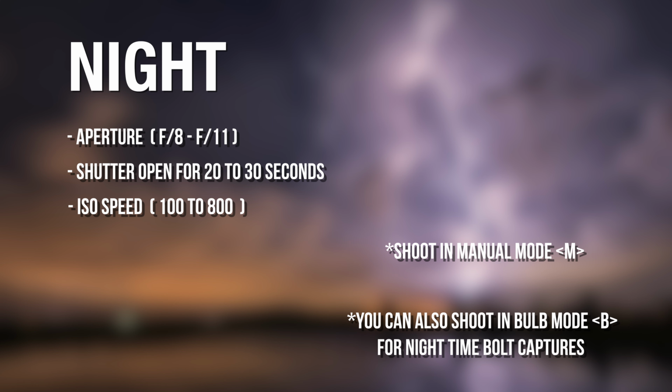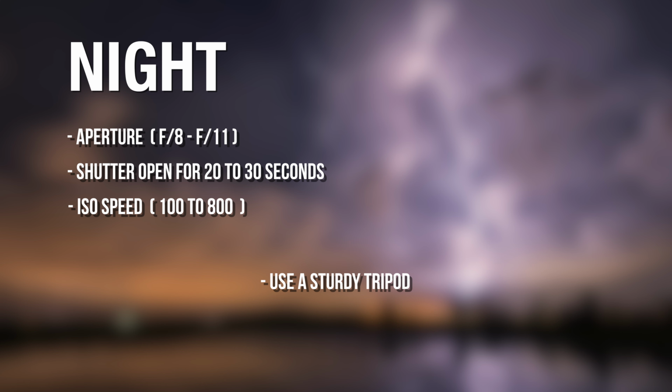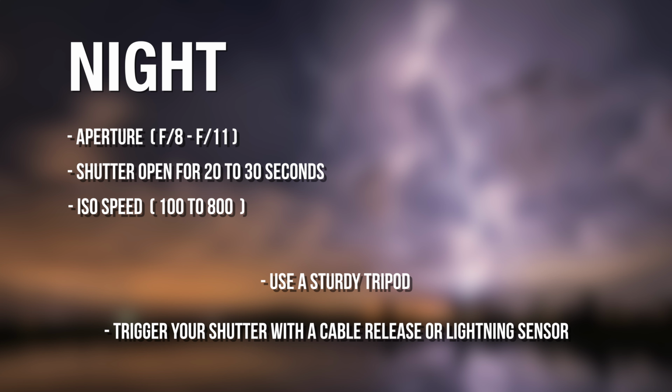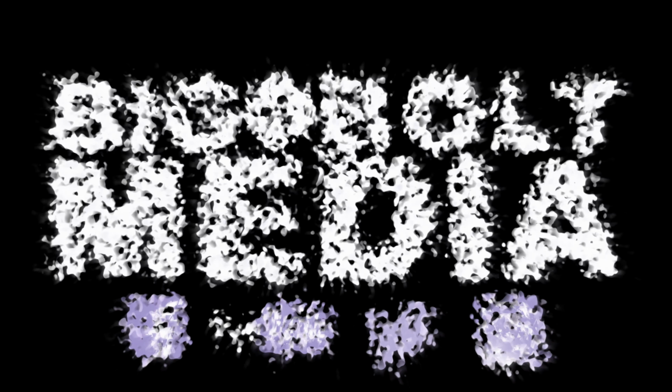As a general rule for capturing all lightning, you want to be using a sturdy tripod, and you also want to be able to trigger your shutter either with a cable release or a lightning sensor, because you don't want to be depressing your shutter button, and that's going to introduce some camera shake into your camera and ultimately give you a blurry image. So you want to find a way to trigger your shutter remotely, either with a wireless remote or a cable remote or a lightning sensor.